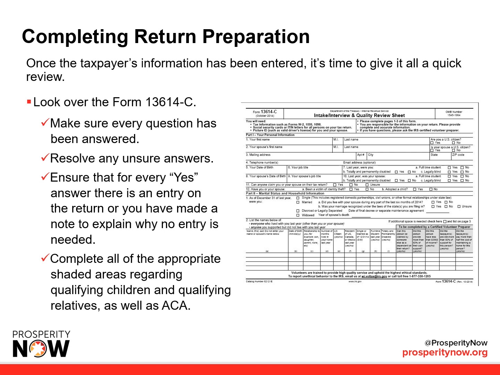Once the taxpayer's information has been entered, it's time to give it all a quick review. First, look over the form 13614-C, also known as the intake sheet. Make sure every question has been answered. Resolve any unsure answers. Ensure that for every yes answer, there is an entry on the return or you have made a note to explain why no entry is needed. Complete all of the appropriate shaded areas regarding qualifying children and qualifying relatives, as well as ACA.